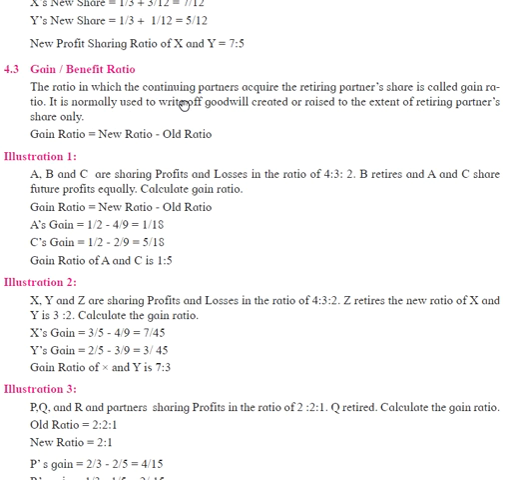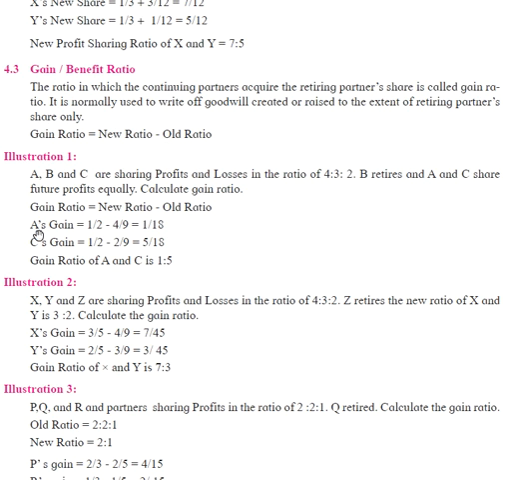It is normally used to write off goodwill created or raised to the extent of the retiring partner's share only. That is, gain ratio equals new ratio minus old ratio. This is the formula we will use to calculate it: gain ratio equals new ratio minus old ratio.